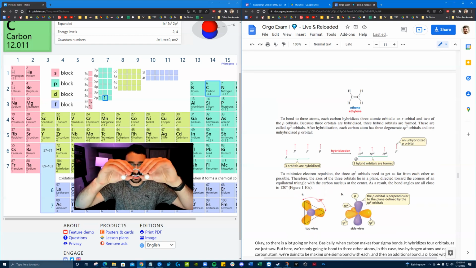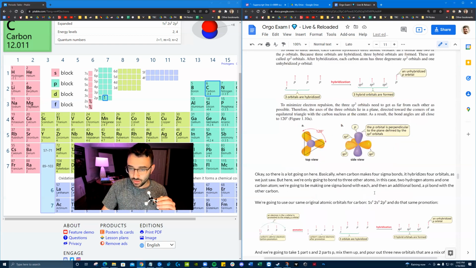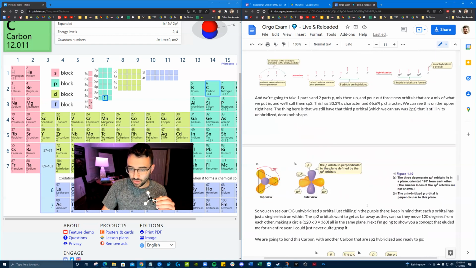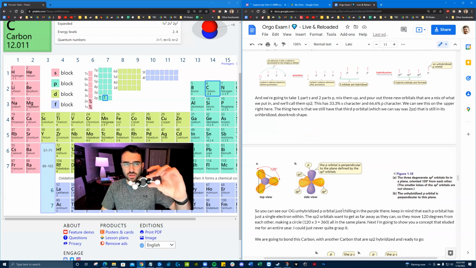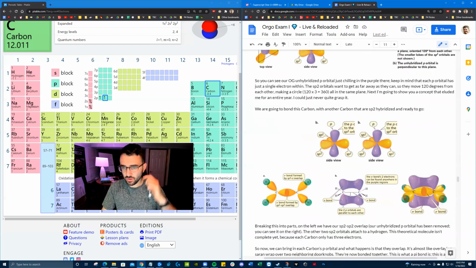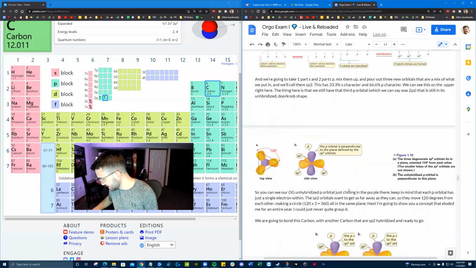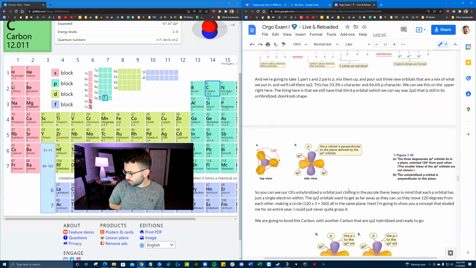What is this called? Well, there's 120 degrees of geometry here. I believe it's technically called trigonal planar in terms of the molecular geometry.